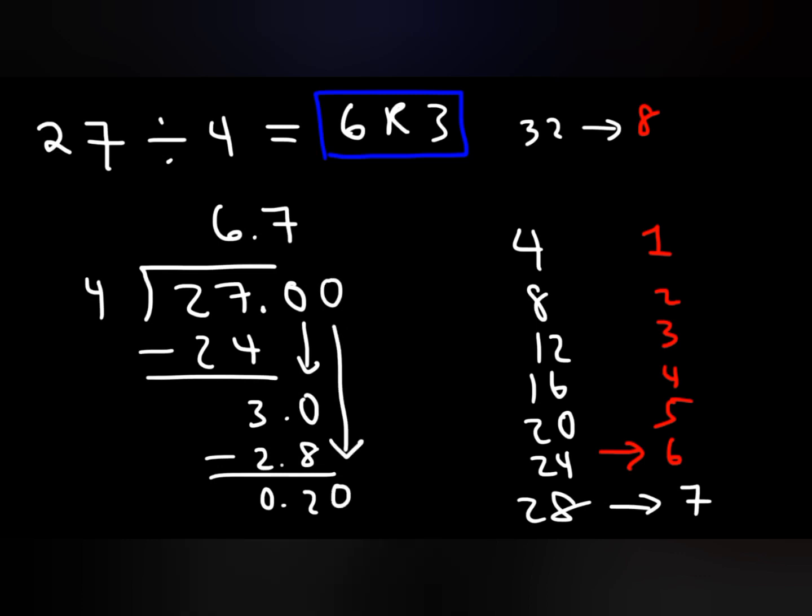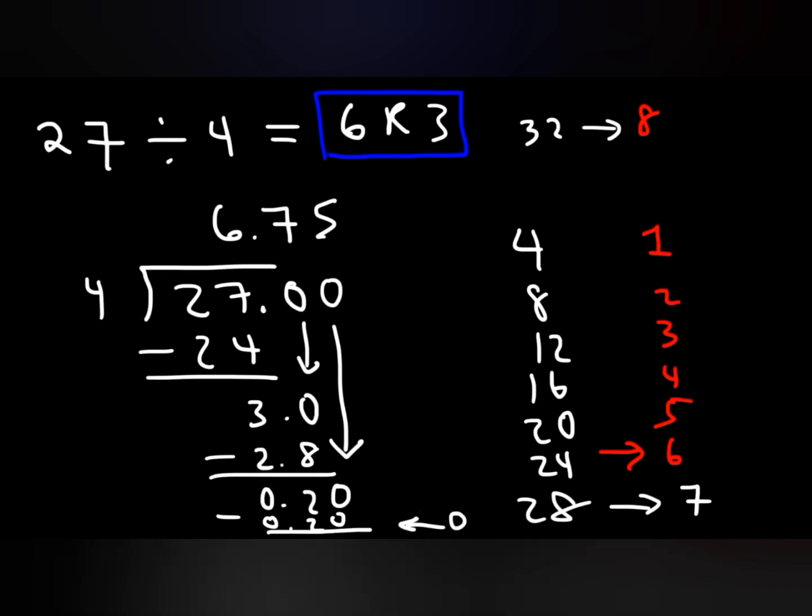Now how many times does 4 go into 20? 4 goes into 20 5 times. And so at this point, these two, they cancel. So the remainder is going to be 0. So our final answer as a decimal is 6.75. So that's 27 divided by 4.